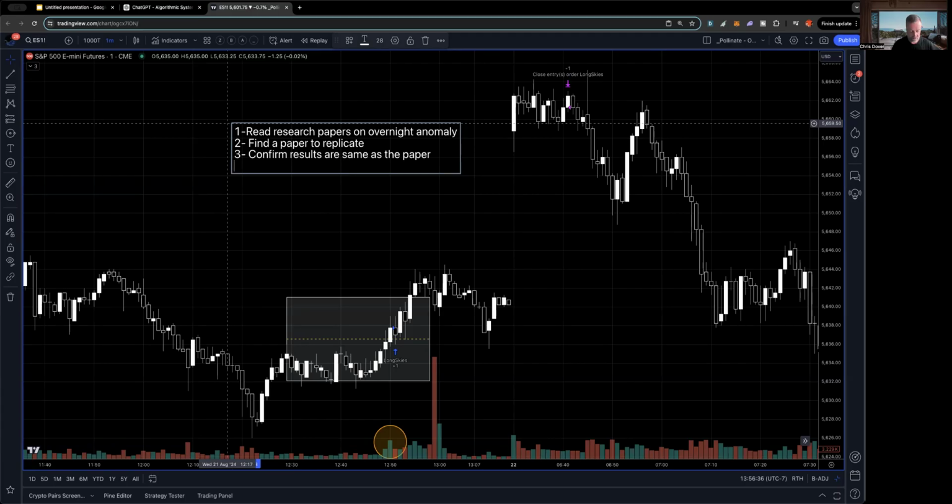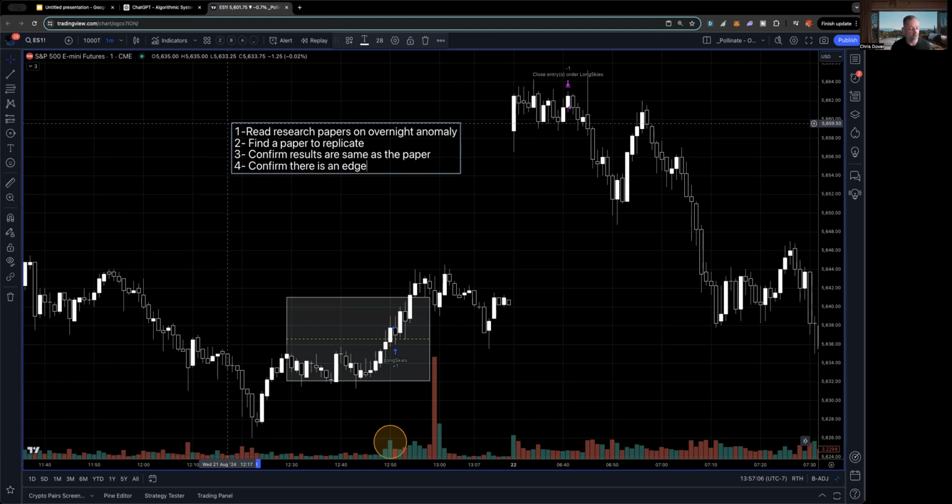So confirm there is an edge. The first thing I'm going to do is confirm that there is an edge, and then I'm going to attempt to implement that with the edge and see if it's profitable or not. And then, of course, you have to add in some other factors like slippage and commissions.